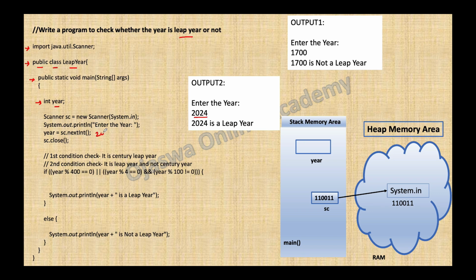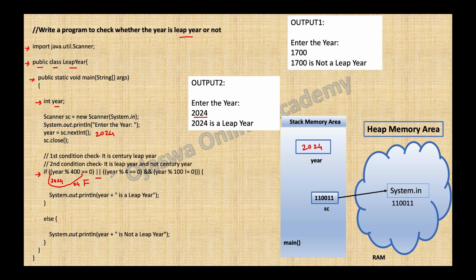This value is stored in variable year inside the memory, and again the condition is checked, if year modulo 400, that is, the value of year is 2024. When divided by 400, the answer you get is 24. So 24 is not equal to 0. Hence the first condition is false. Again we have used the OR operator. So at least one condition should be true. That is why it will be checking for the next condition.